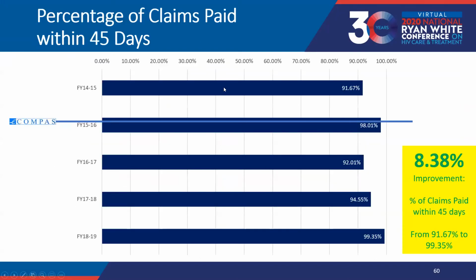And if we look here at the percentage of claims paid within 45 days, so that the county is paying more quickly as a good partner, we went from 91.67% up to 99.35%, which is a really great improvement.